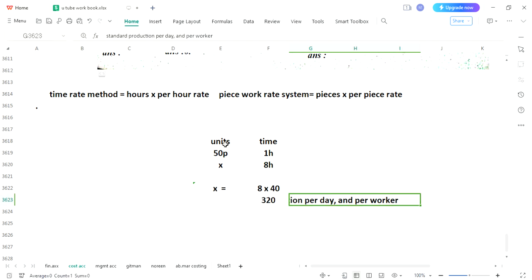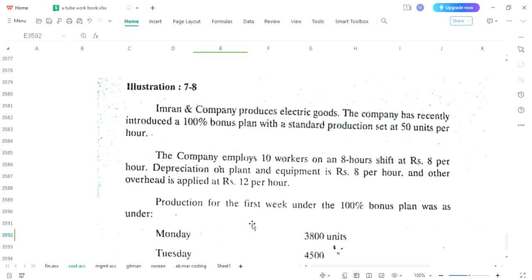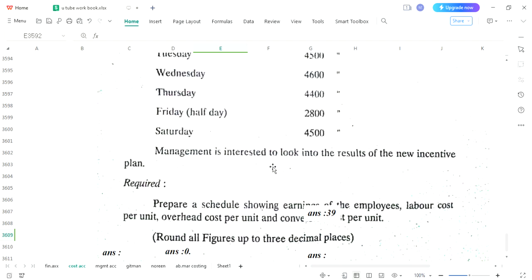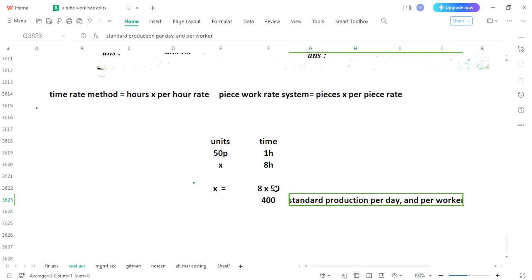Since we have calculated for a single person, but actually there are 10 workers working over here, we'll have to see how much in total. Okay, it's not 40, it is 50. Let's correct it. I don't know from where 40 had arrived. So 400 is the standard production per day per worker.